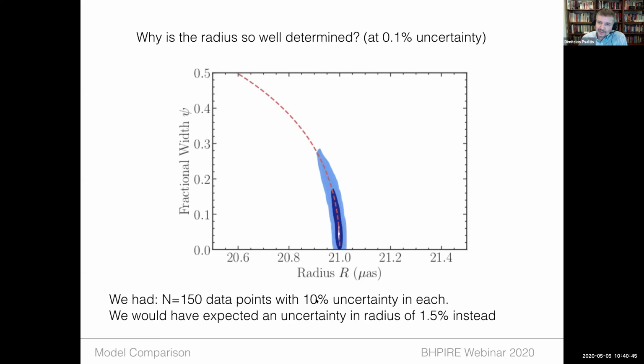If it was a linear model, like a least-squares fit to a line, what would the uncertainty in the radius be? You could expect to measure it to within 1.5%. And yet our Bayesian analysis gave us better than a factor of 15 improvement in the uncertainty of the radius. Why did that happen? Well, the reason is that the model we're trying to fit to the data, and the behavior of the data, is very far from being linear.